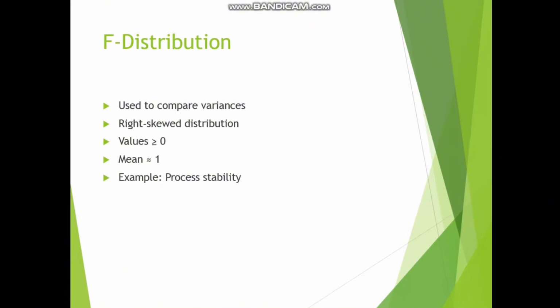Now, let's talk about the F distribution. It's used when we want to compare two variances. The F distribution is not symmetric and is skewed to the right. Most F values are close to 1 if variances are similar.